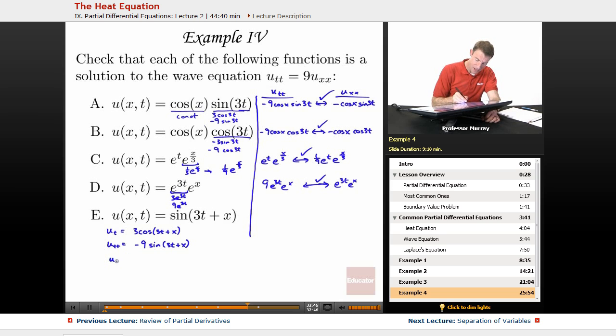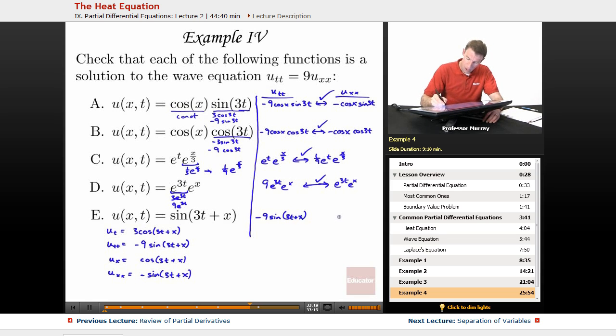Now let's look at u sub x. u sub x is cosine of 3t plus x, and u sub xx is just negative sine of 3t plus x. We don't have to worry about the chain rule here because the derivative of the inside stuff with respect to x is just 1. So my u sub tt is negative 9 sine of 3t plus x, just copying that over from the left there. My u sub xx is negative sine of 3t plus x.